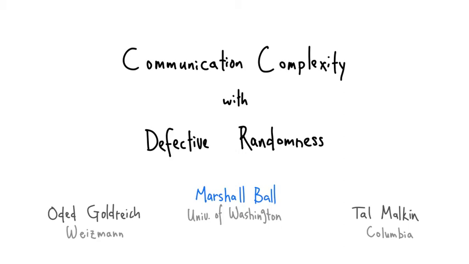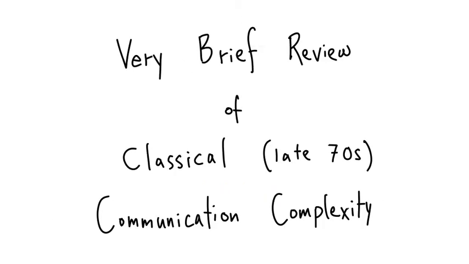Hi, I'm Marshall Ball. Today I'll be talking about some joint work with Oded Goldreich and Tal Malkin on communication complexity with defective randomness. I'm going to begin with a very brief review of classical communication complexity from the late 1970s as formalized by Yao.